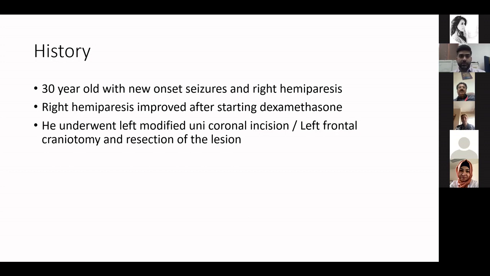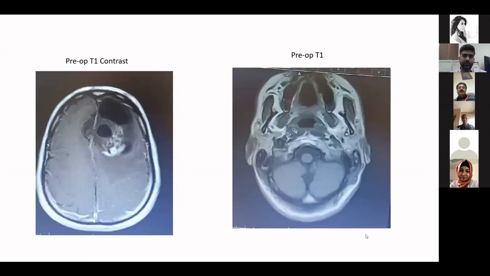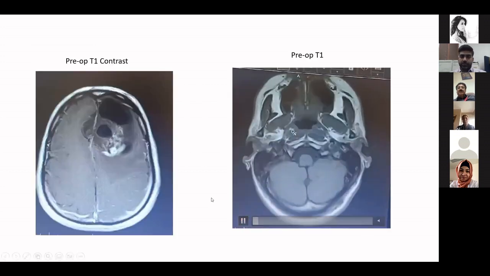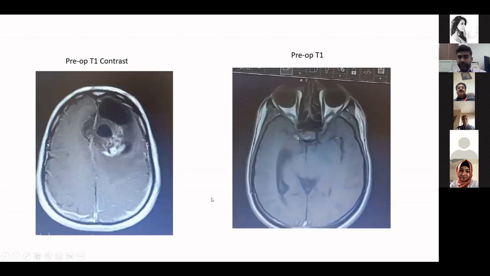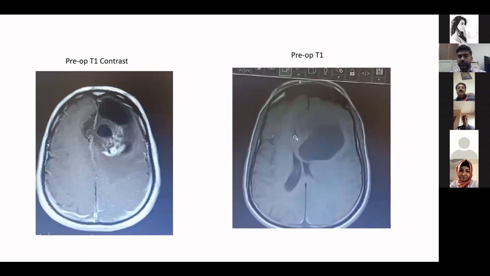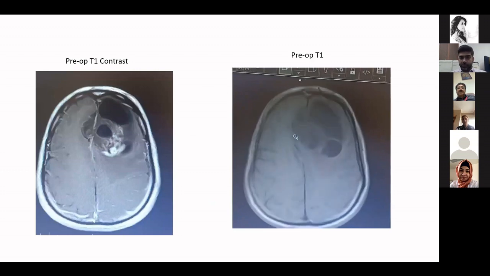The video is in the next slide. Yeah. So Asan, you can play. So one is T1 without contrast and one is T1 with contrast.